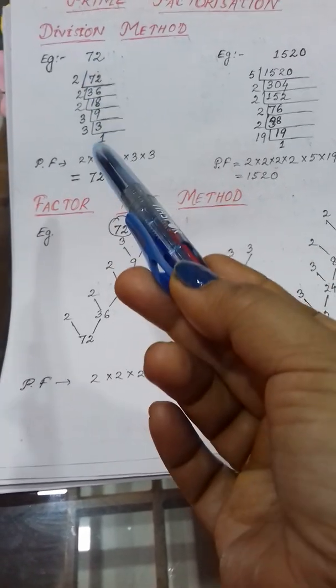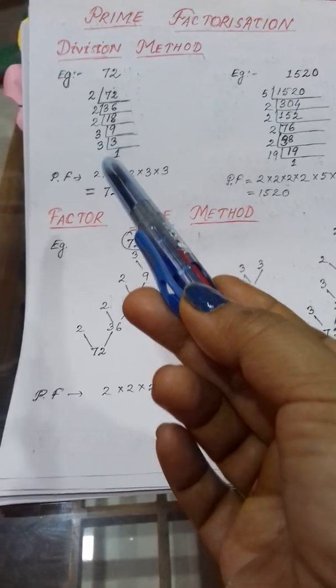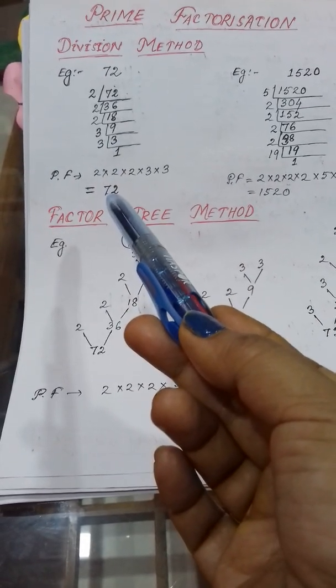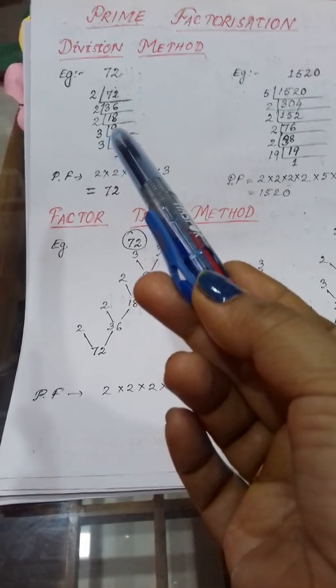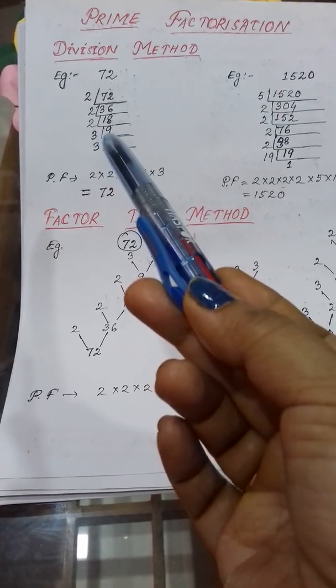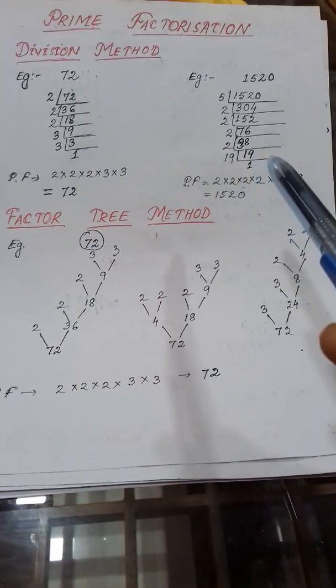If it will be same, that means your division method is correct. And if the product will be different, that means it's wrong. Again you have to check it. Got it? Same way, another example I have given over here.